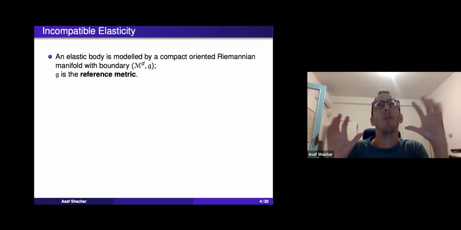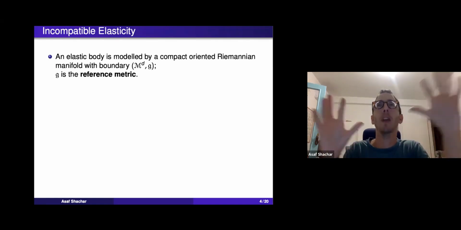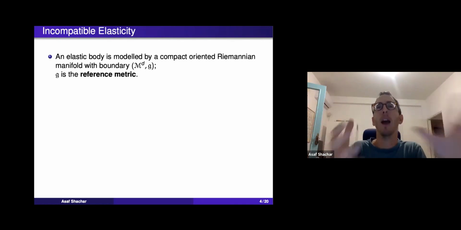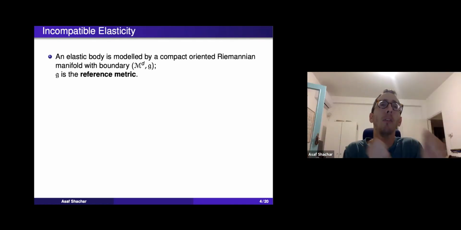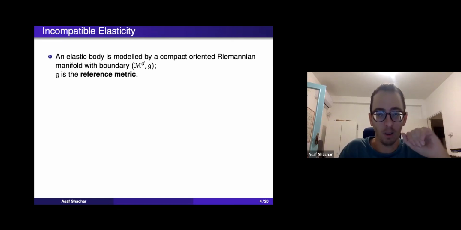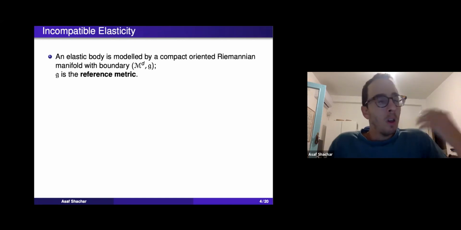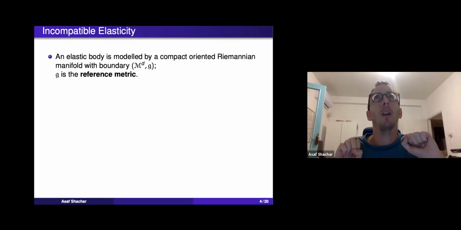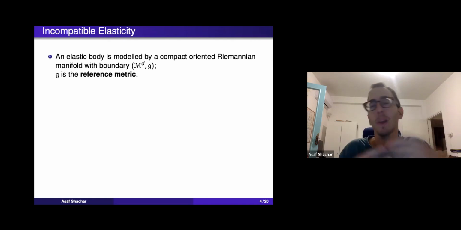So the body doesn't come with a preferred way of lying in Euclidean space. Instead of a reference configuration, we now have a reference metric, which in some sense encodes the local distances, the ideal distances between the molecules in the body. This is a continuous model, of course, but there are discrete analogs, though we won't get to them today. We think about the metric as the fundamental geometric object, which encodes, in some sense, the mechanics of the body.